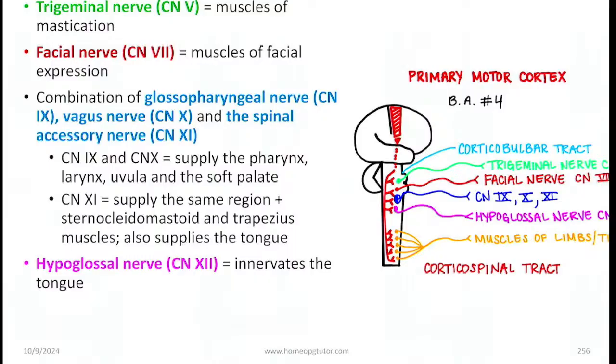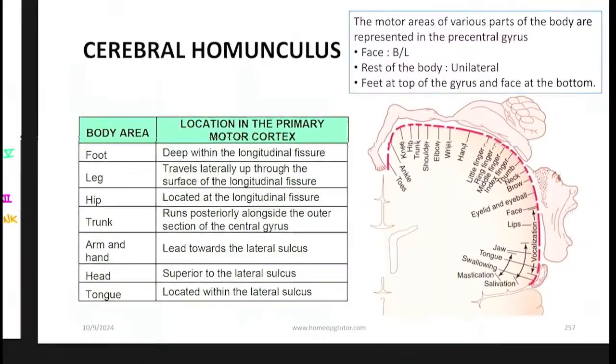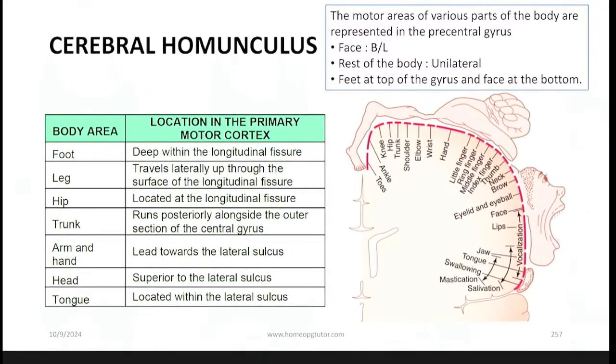primary motor cortex. I've already mentioned that the primary motor cortex ends in two tracks, that is the corticospinal tract as well as the corticobulbar tract. Now, in relation to this, there is one more thing which you have to remember, and that is the cerebral homunculus. Basically, which are the parts and where exactly it happens. This might be helpful for you. Remember the area of the body and its location in the primary motor cortex.